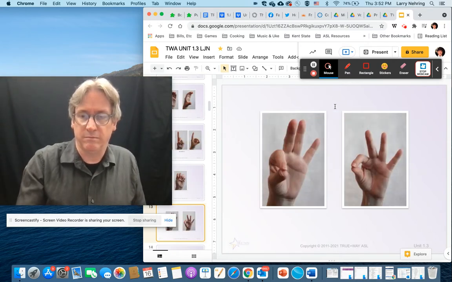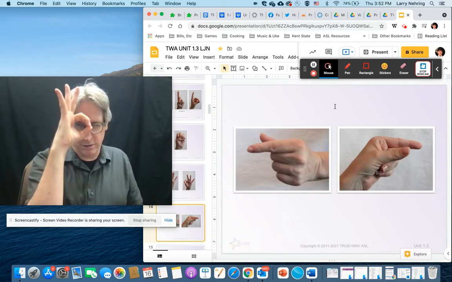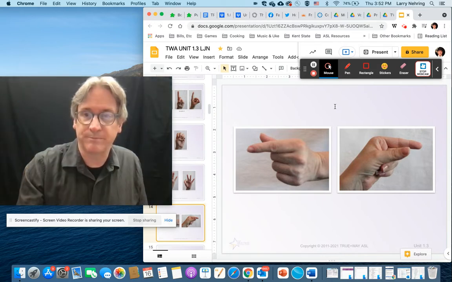F. And F is not this. F is this. Do the little Fortnite. That's the sign for Fortnite.